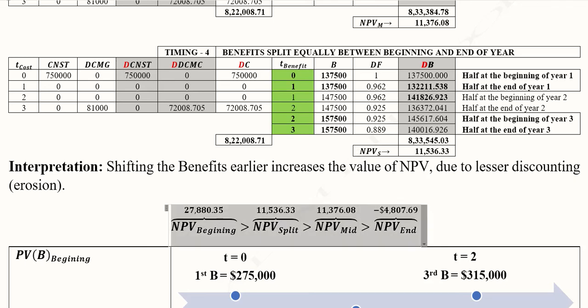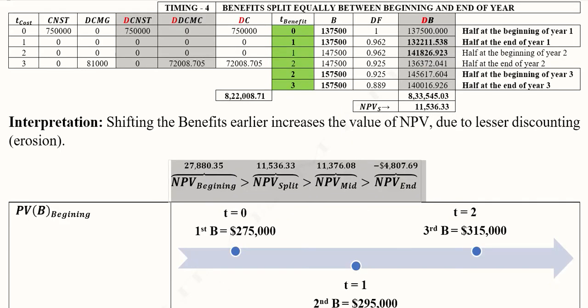This is why the comparison of all 4 NPVs will be like this: when we consider that the benefits occur at the end of each time period or end of each year, the NPV is the lowest, and it is negative in this case. And if the NPV is calculated for a situation where the benefits are occurring in the beginning of each year, the NPV is maximum. Then comes the case when they are split equally between the beginning and the end. So it is greater than when the benefits occur in the mid of each year. In the case of split, half of the benefits occur in the beginning of each year, which makes it more desirable as compared to when the benefits occur in the mid of each year. So this comparison is quite intuitive.